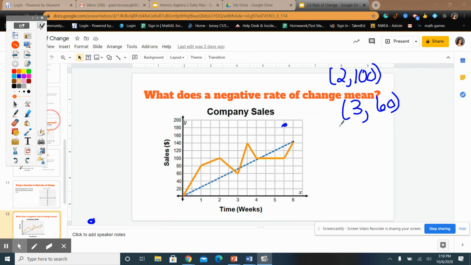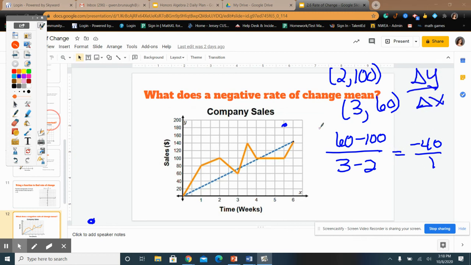Okay, so let's find the slope and see if we can figure out what that means. Well, if I take 60 minus 100 and 3 minus 2, I get negative 40 over 1. Well, what am I talking about? Well, this is change in y over change in x. So the change in y is sales. The change in x is weeks.